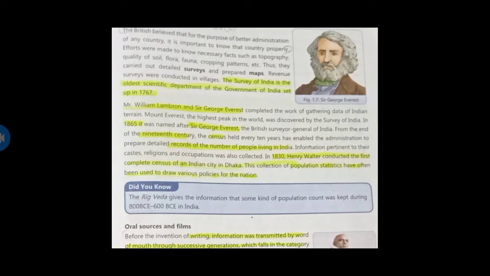Survey of India is the oldest significant department of the Government of India, set up in 1767. Mr. William Lambton and Sir George Everest completed the work of gathering data of Indian terrain. Mount Everest, we know, is the highest peak. It was discovered by the Survey of India in 1865. It was named after Sir George Everest, the British Surveyor General. From the end of the 19th century, the census held every 10 years enabled the administration.